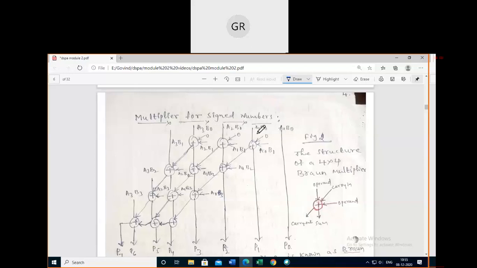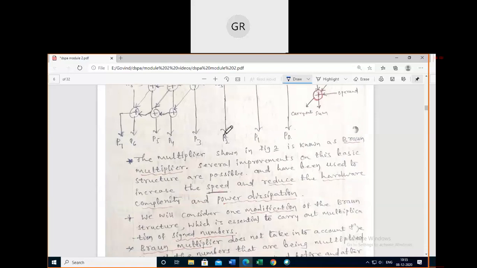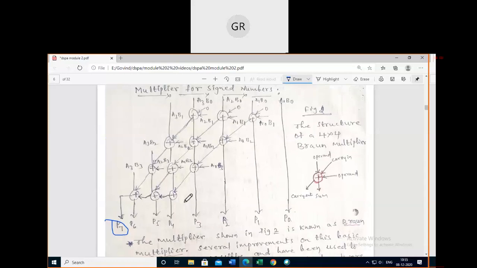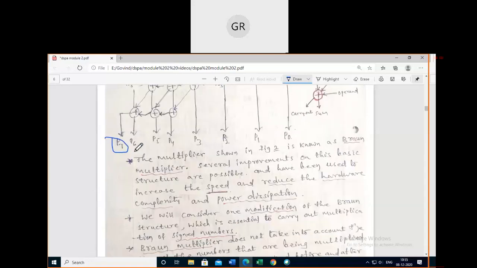Similarly here, with one shift, a0 b1, a1 b1, a2 b1, a3 b1. Similarly b2: a0 b2, a1 b2, a2 b2, a3 b2. Here you can add the plus sign. Then we will get this structure. P7 is the carry from this operation. Please practice this one. It's very, very important, the structure.